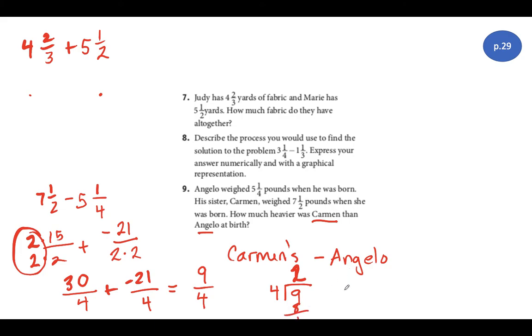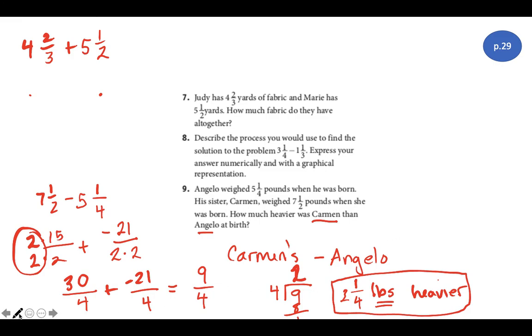So 4 goes into 9. It goes in once. No, it goes in twice. We get 1 left over. So we have 2 and 1/4 pounds heavier, which is our answer. Please don't forget the units. Units are very important. All right. That's it for that. We'll do some more in class.